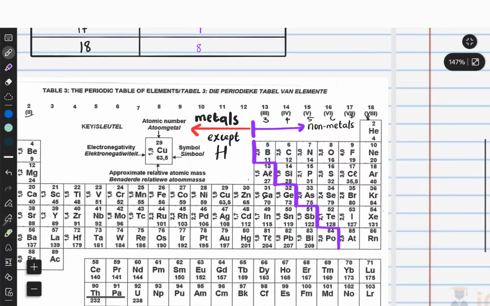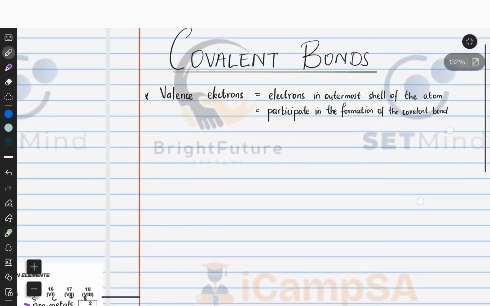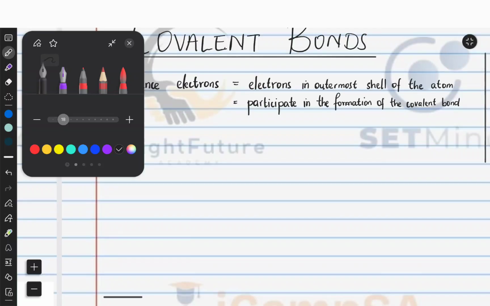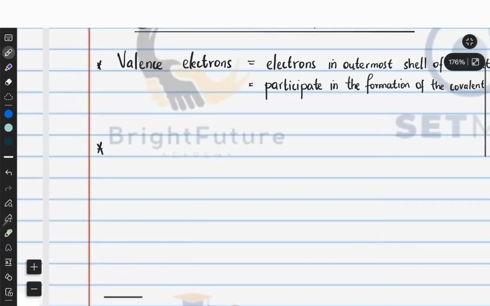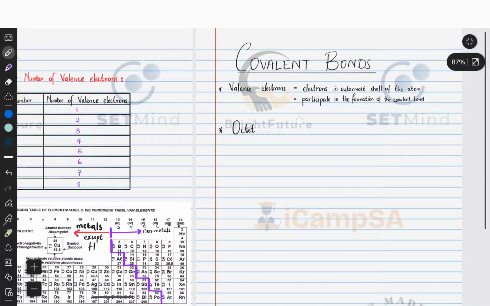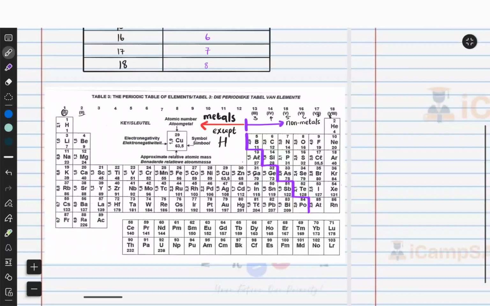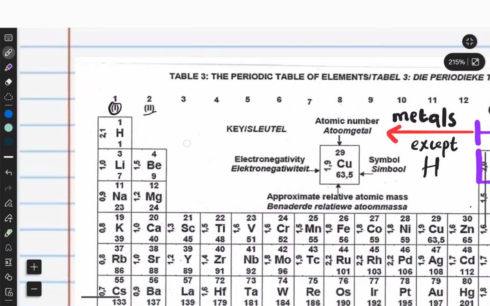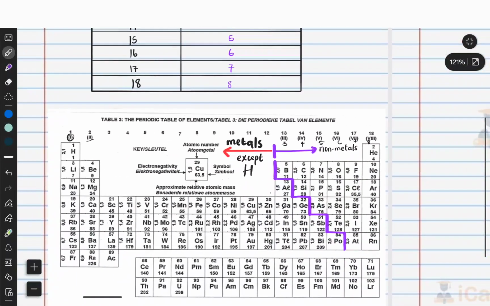So why is this important? The reason we worry about these valence electrons is because of what we call the octet rule. The octet rule says that for an atom to be stable, it needs to have 8 electrons in its outermost shell, with the exception of hydrogen or those group 1 metals there. So when I say exception, it means it doesn't include hydrogen.